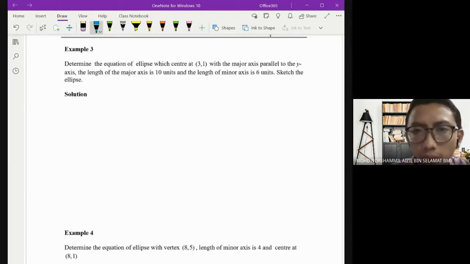Determine the equation of ellipse which center at 3, 1. Okay, dekat sini once you nampak the center at 3, 1, so directly H equals to 3, K equals to 1.